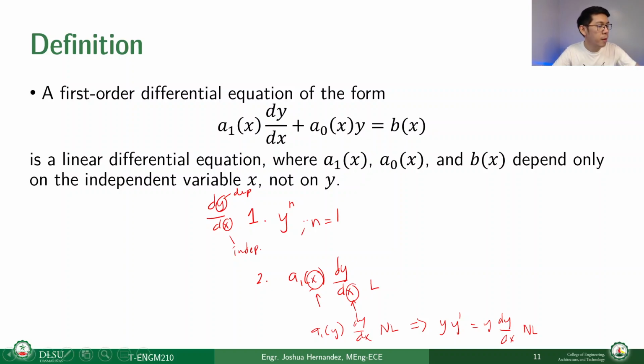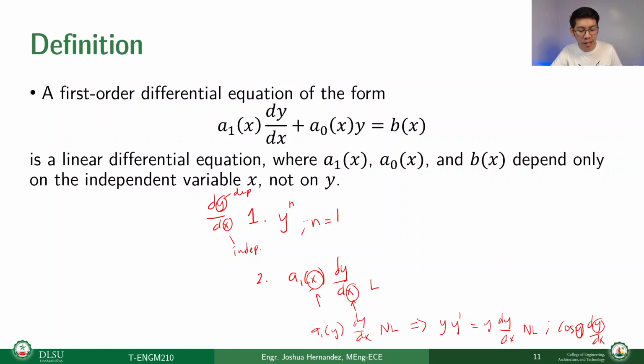What else? We have cosine y, dy over dx. This is non-linear because the angle for cosine, which is y, is the dependent variable.